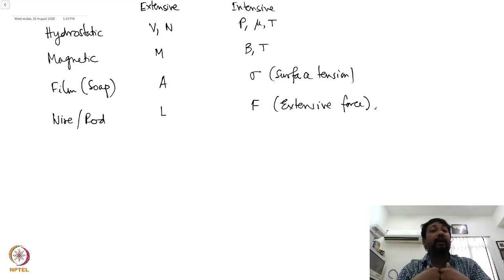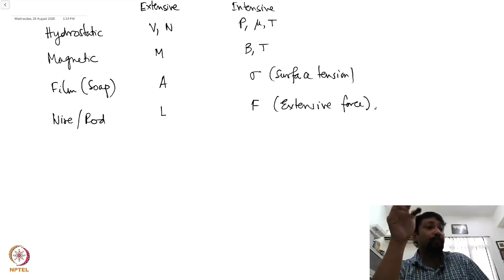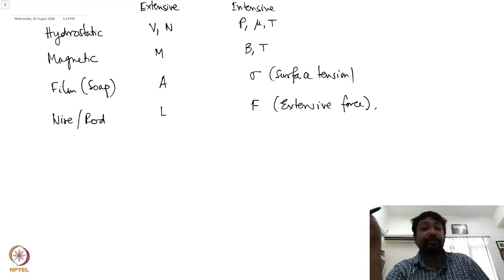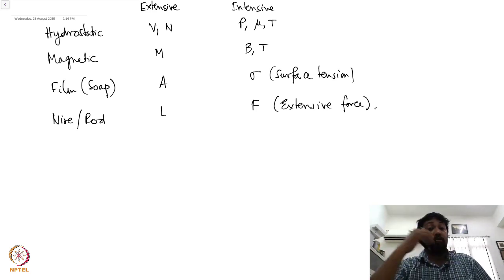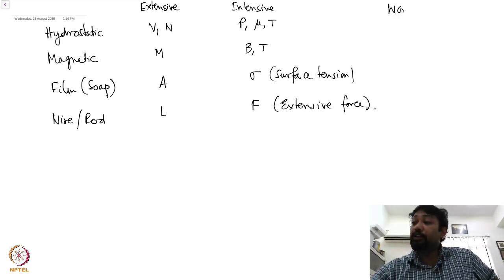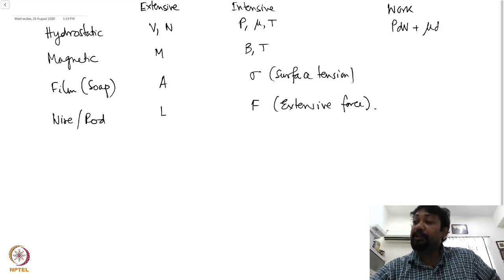So it's always important to note that given any arbitrary system, I can describe that system thermodynamically by identifying the relevant macroscopic variables. And once I have identified the relevant macroscopic variables, all I am left to do is to identify which of these are extensive and which of these are intensive variables. Once I have identified that, then I know that the work done is PdV plus mu dN.